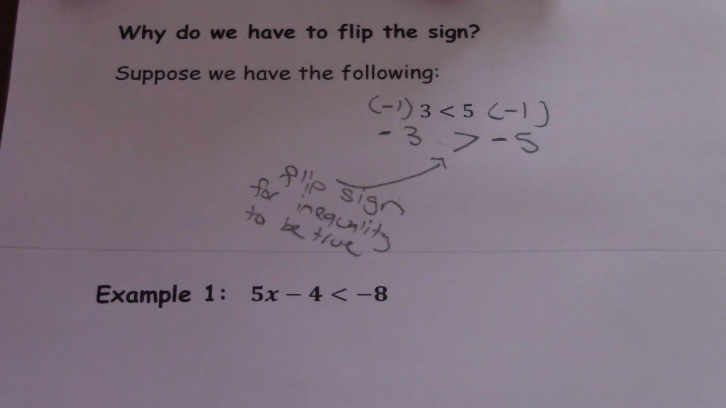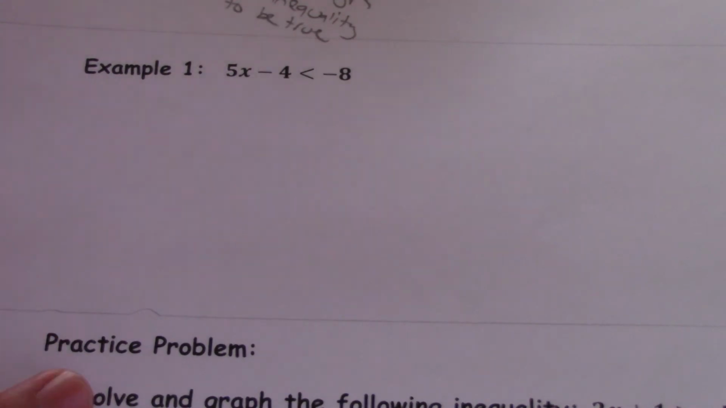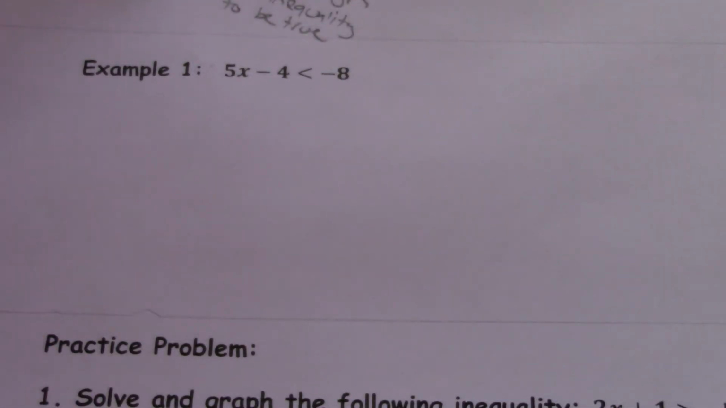Okay? Now, let's go ahead and just look at one example. Let's look at this example. 5x minus 4 is less than -8. Like I said, to solve this inequality, you do the exact same steps as you would an equation. Now, write down everything I'm writing down because I want you to show your work the way I'm showing my work right here. If you don't show the work the way I'm showing it right here, it's going to be counted off. So first thing I have to do is I have to add 4 to both sides.